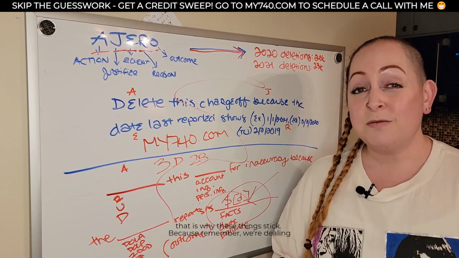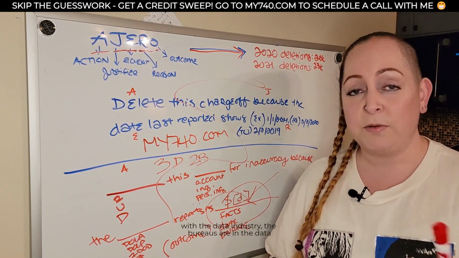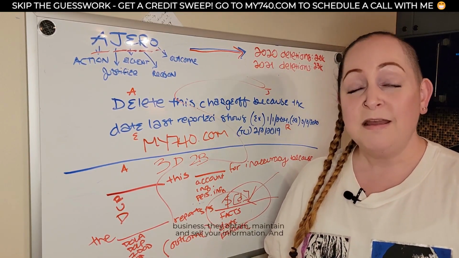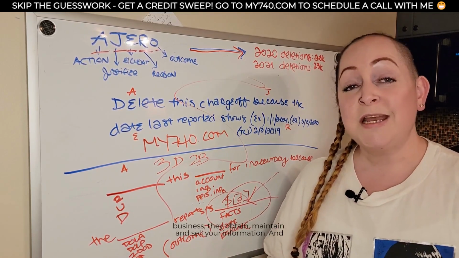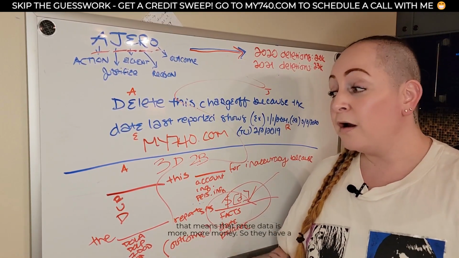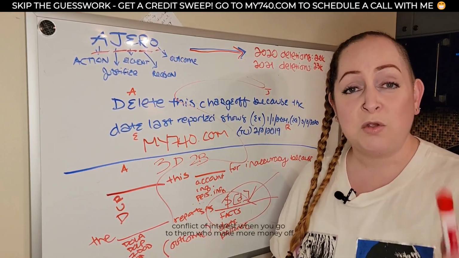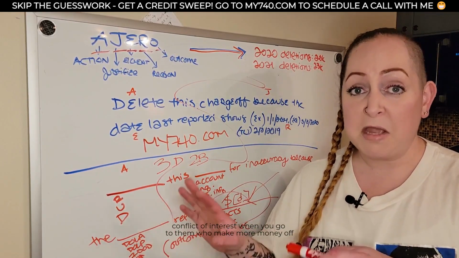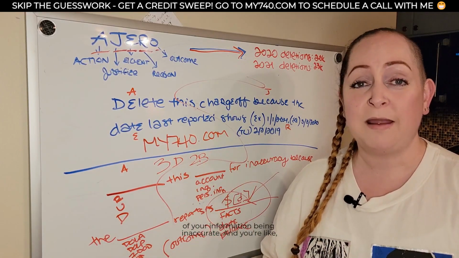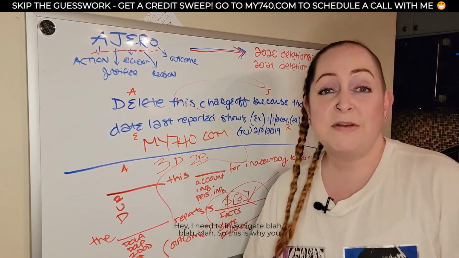Because remember, we're dealing with the data industry. The bureaus are in the data business. They obtain, maintain, and sell your information. And that means that more data is more money. So they have a conflict of interest when you go to them, since they make more money off of your information being inaccurate, and you're like, hey, I need you to investigate, blah, blah, blah.